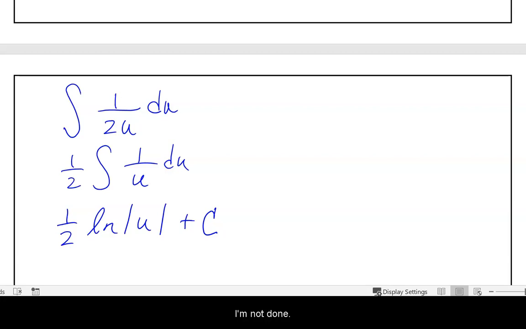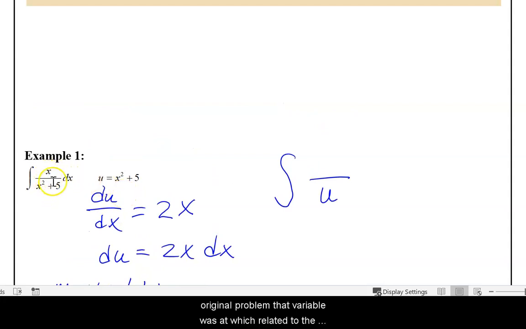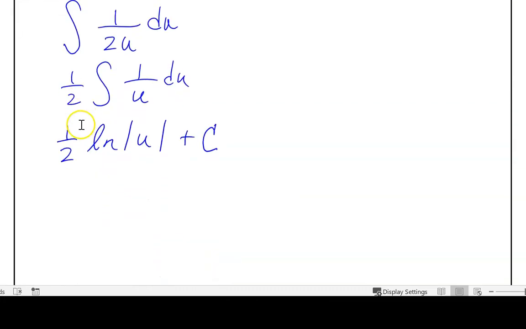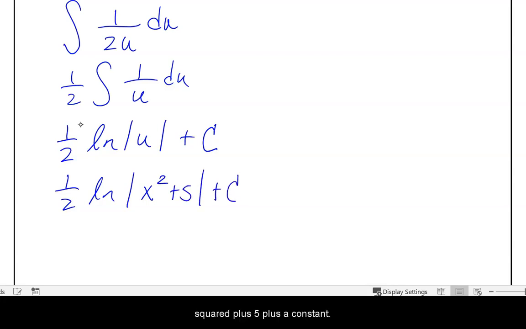I'm not done. This variable is not the variable that appears in the original problem. That variable was x, which related to the differential dx. I have to get back there. So I back substitute and replace the u with x squared plus 5. That gives me my final answer of 1/2 the natural log of the absolute value of x squared plus 5 plus a constant.